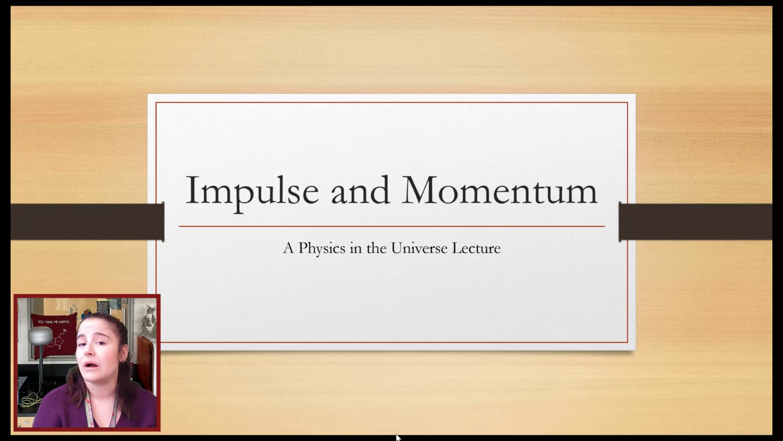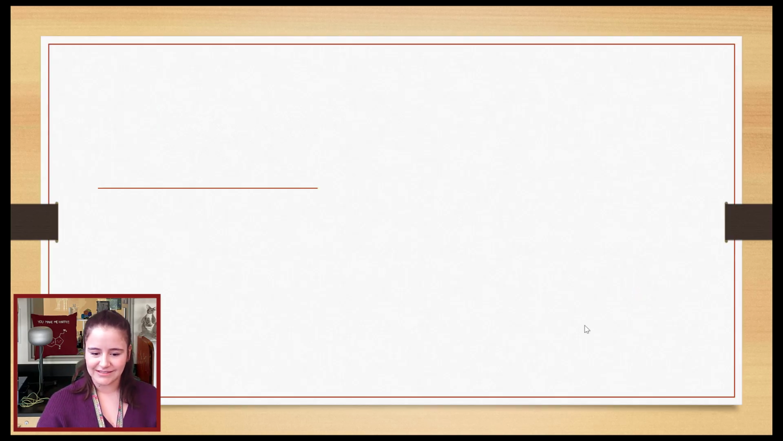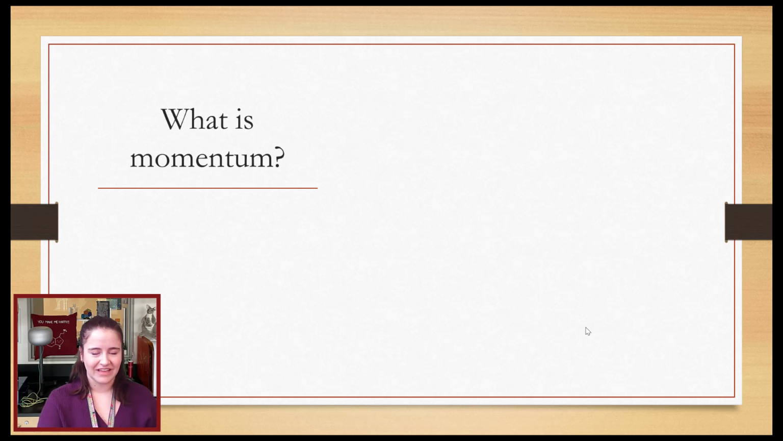We're going to be going over what momentum is and what impulse is, as well as the impulse momentum theorem, an example problem, and what the difference is between elastic and inelastic collisions. So let's start with just what is momentum, okay?